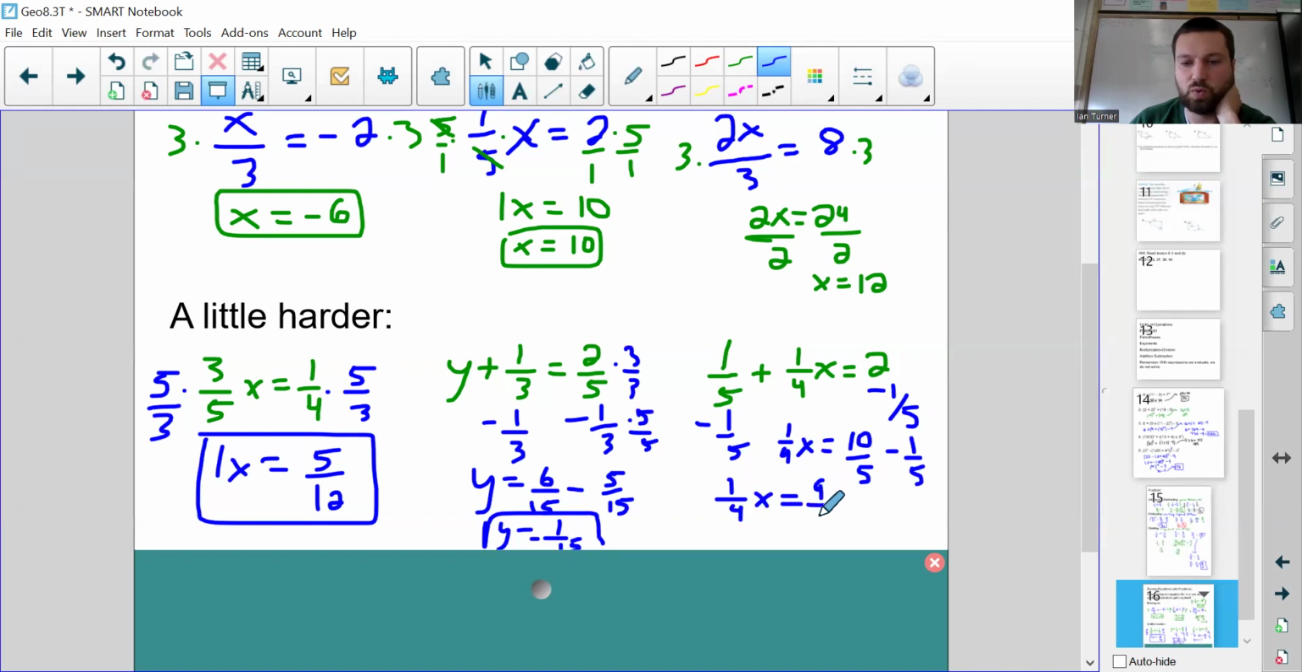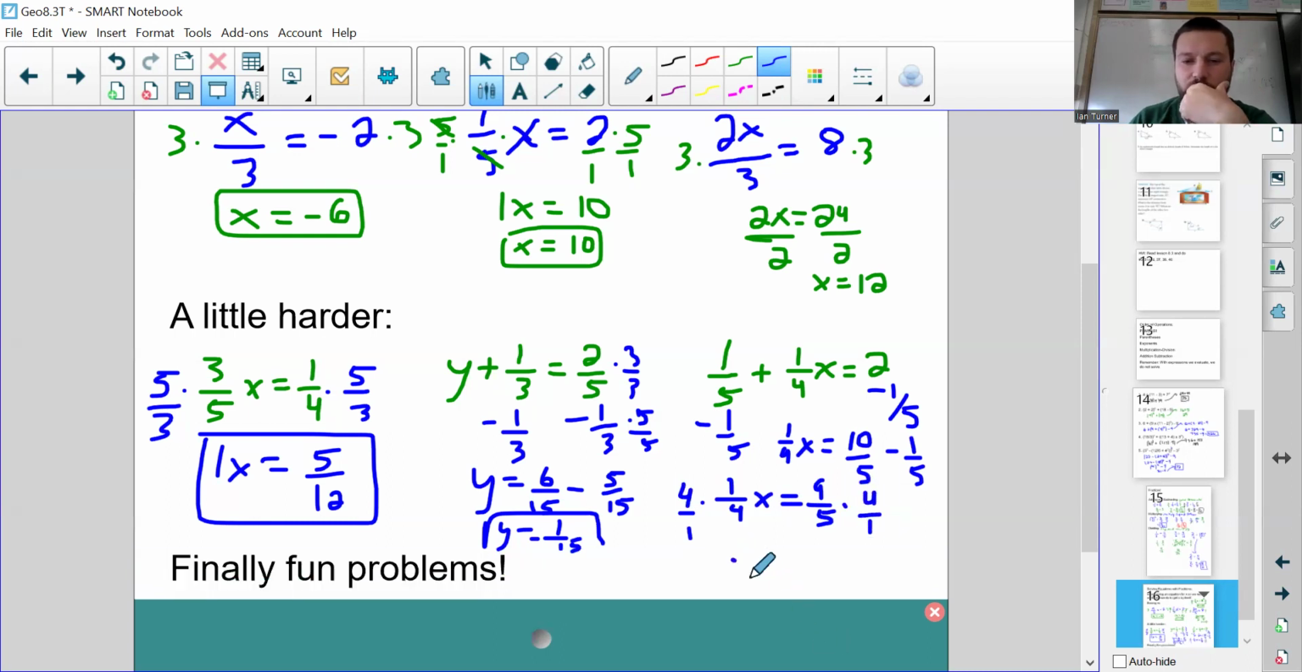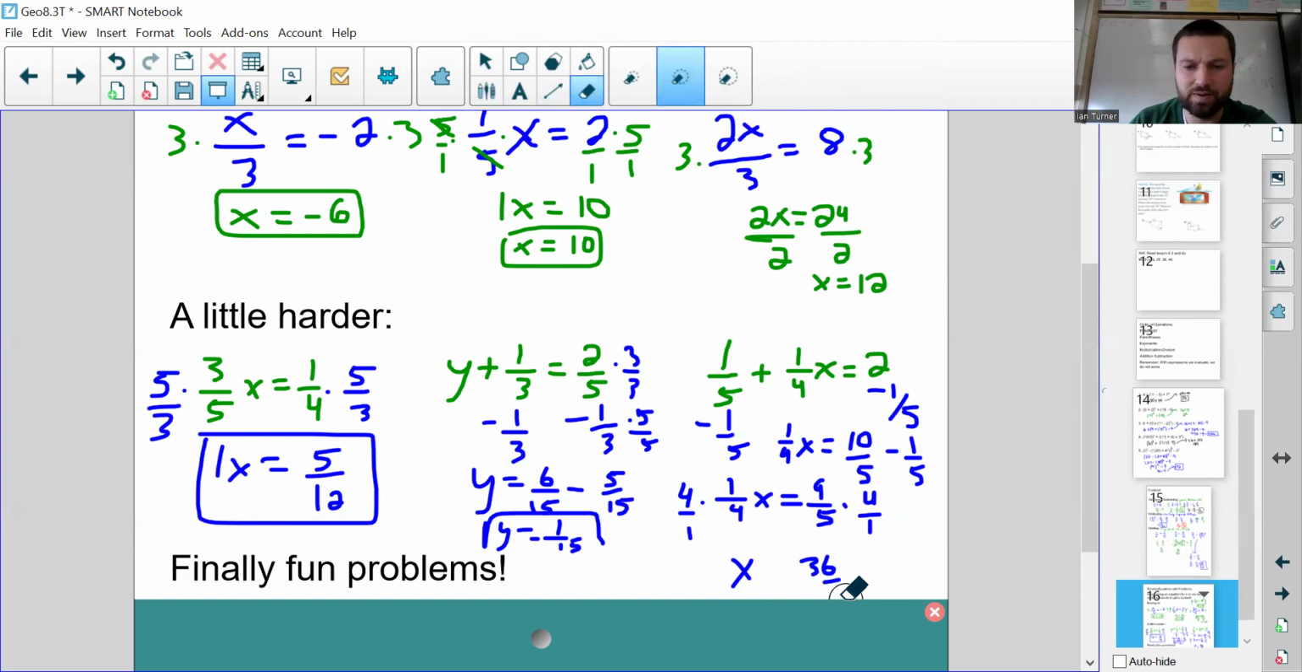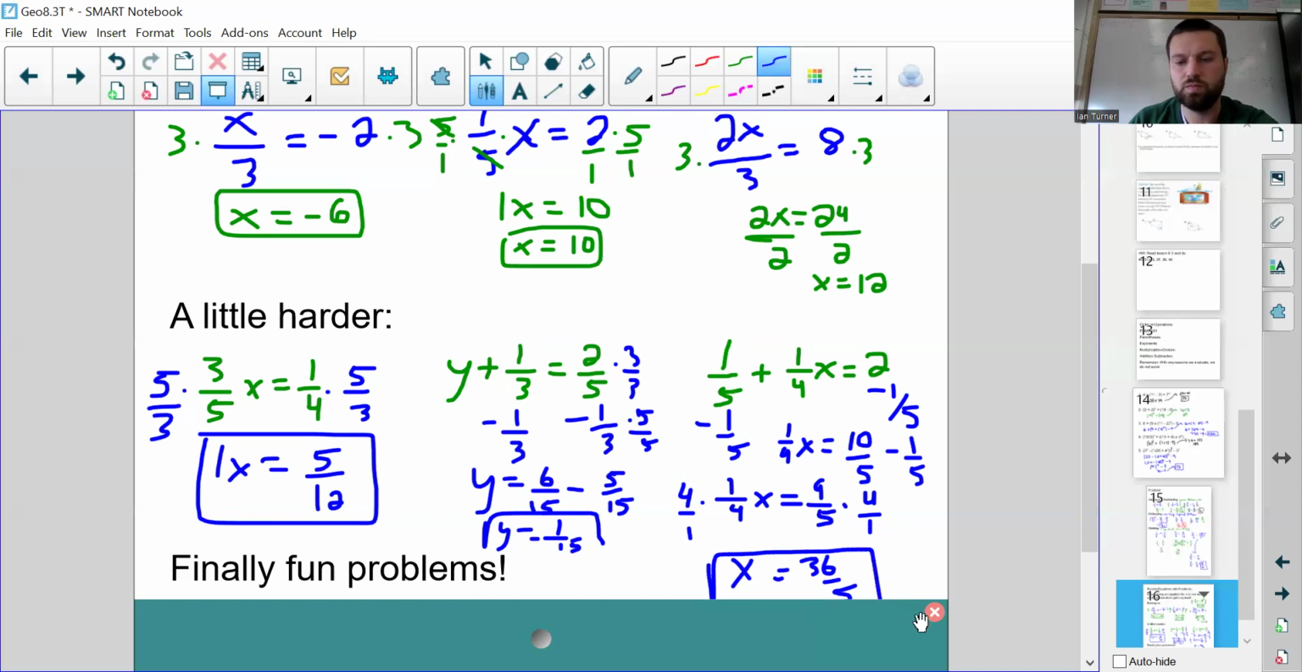So we get 1/4 x equals 9 fifths. Now we still have a quarter with the x. We don't want that. Flip-flop it and multiply. So we'll multiply both sides by 4/1. Oh, we're running out of room here. We get x equals 9 times 4 is 36/5. Can't simplify that anymore, but it's like 7 1/5. Sorry, this looks terrible. 36 fifths.